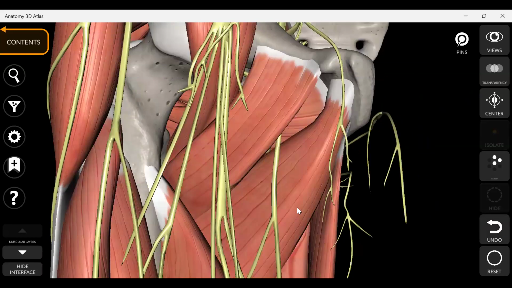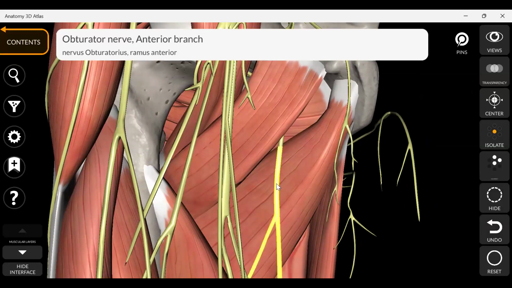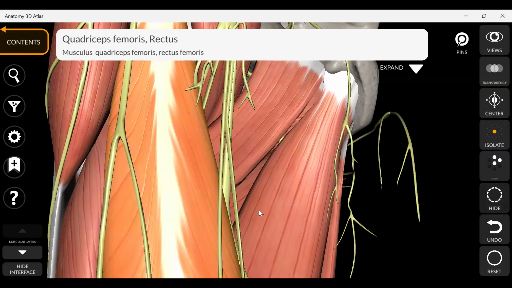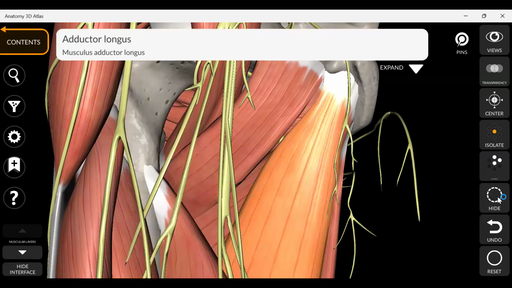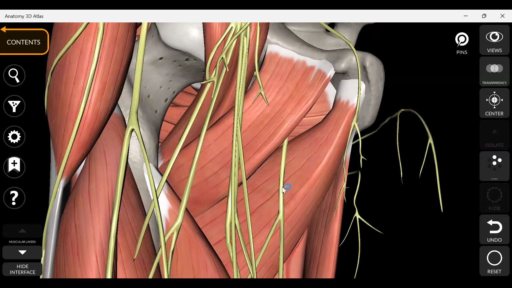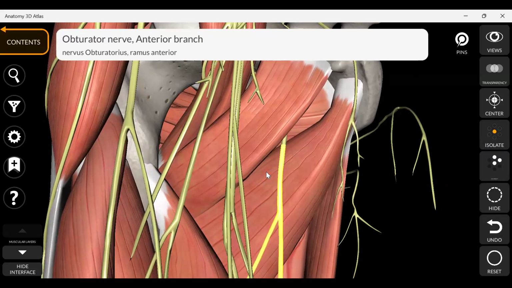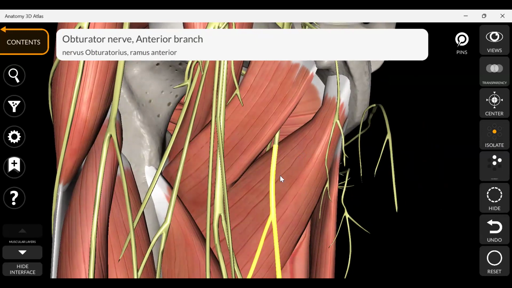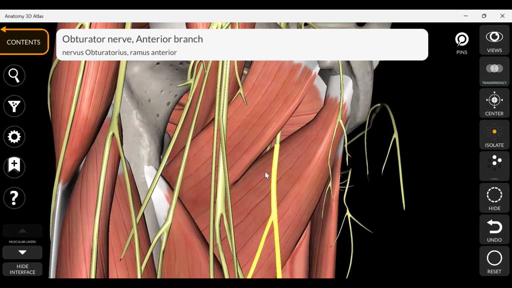I am just hiding the adductor longus. Here we will be able to see the branches of the obturator nerve. So remember, if I undo this a little bit, you will be able to see this nerve is actually situated in between the adductor longus and adductor brevis. So within this muscular plane, we will have to block for the obturator nerve.